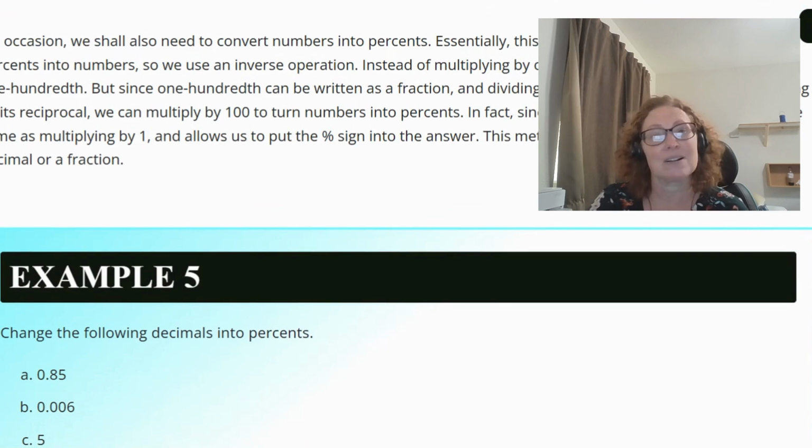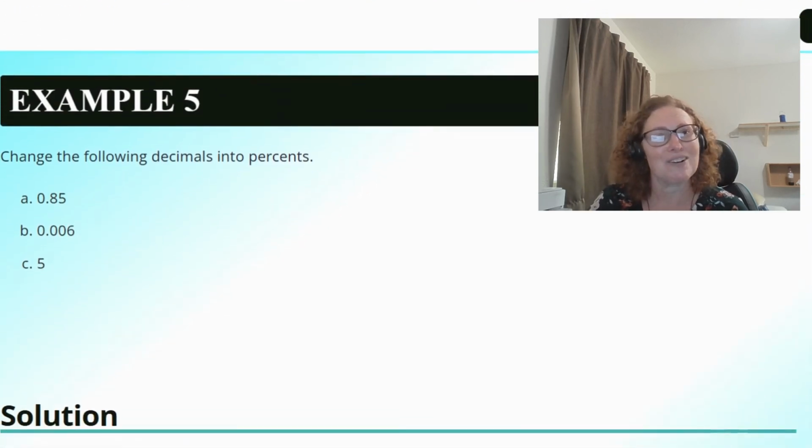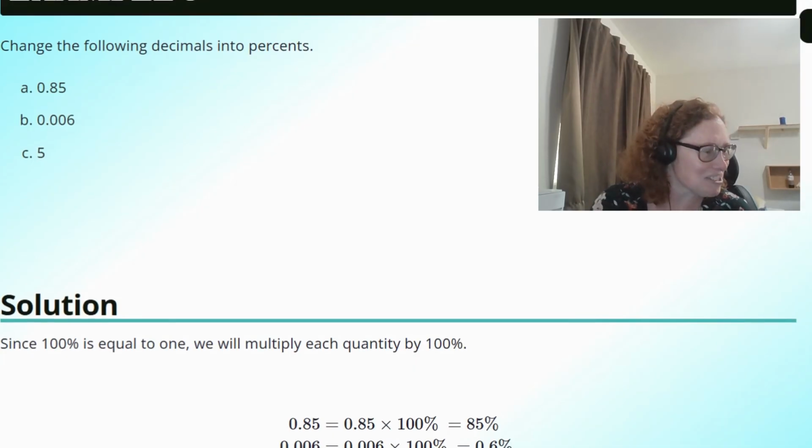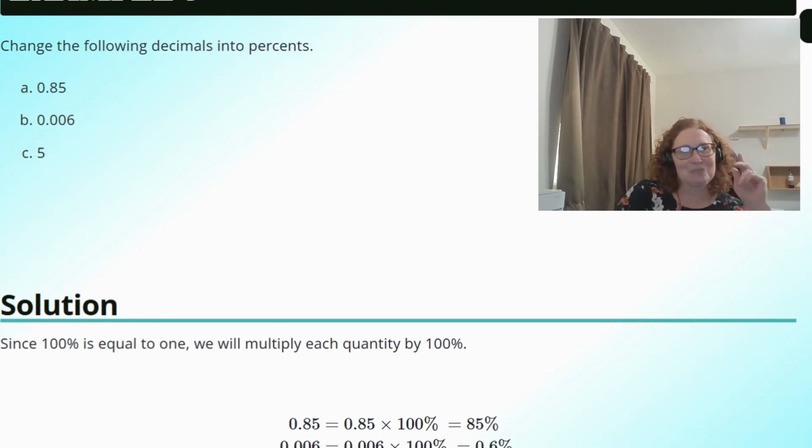Okay, so now we're going to change decimals into percents. So what do you think on this one? So 100%, remember, is equal to 1. So we're going to multiply each of these times 100%. That's the one thing you can do. Remember my other little trick. Okay, so this time, instead of moving the decimal point to the left, we're going to move it to the right. So instead of having 0.85, your answer is going to be 85%.